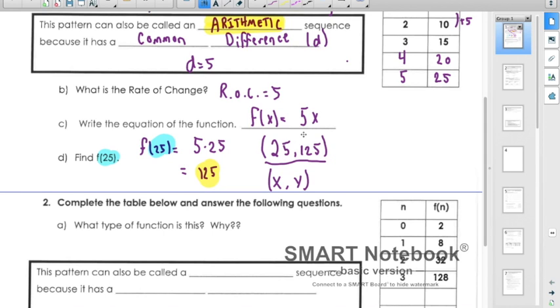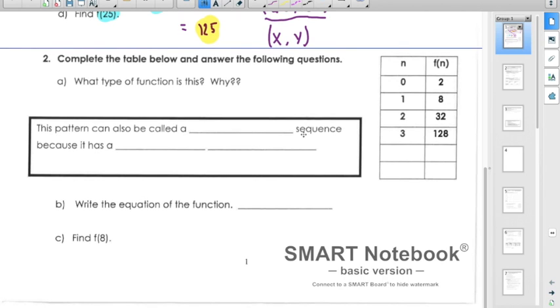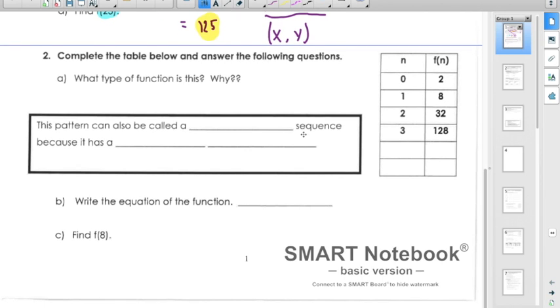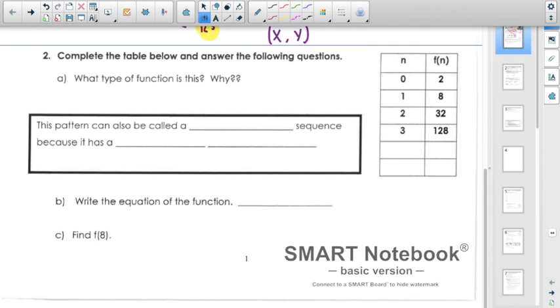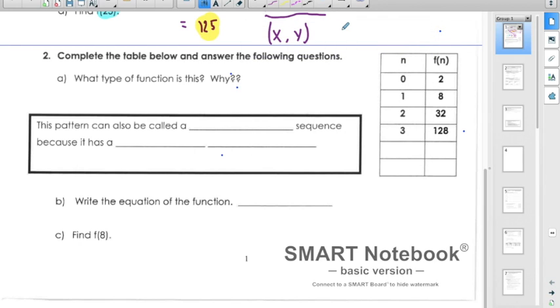Okay. Number 2. Complete the table below and answer the following questions. Okay, let's complete the table then. There we go. So again, it's giving us from 0 to 1 to 2 to 3. This is easy. 4, 5. But now what's the pattern going on here?